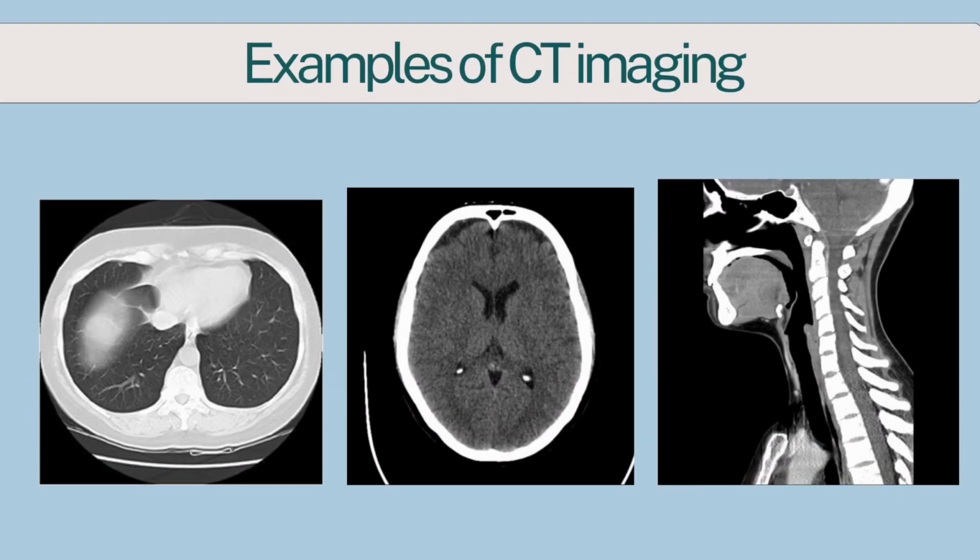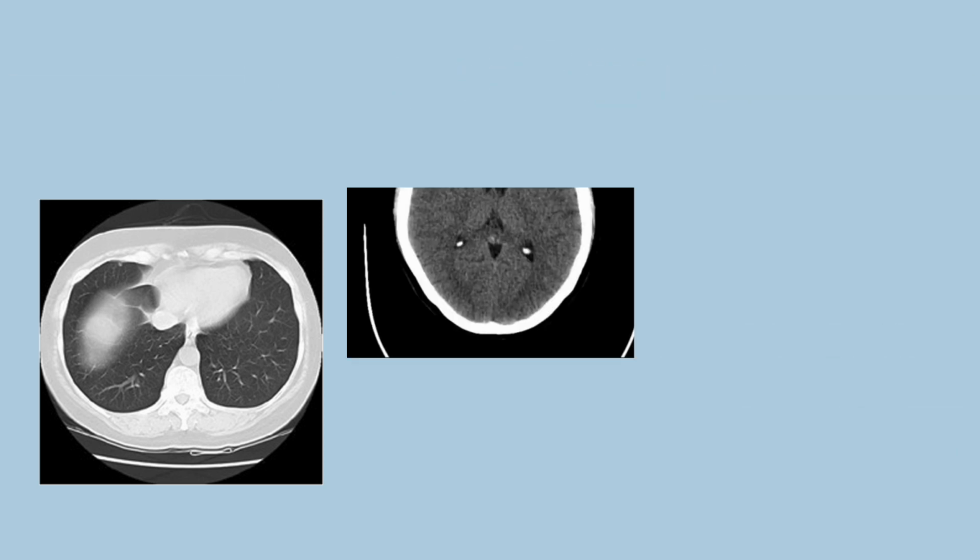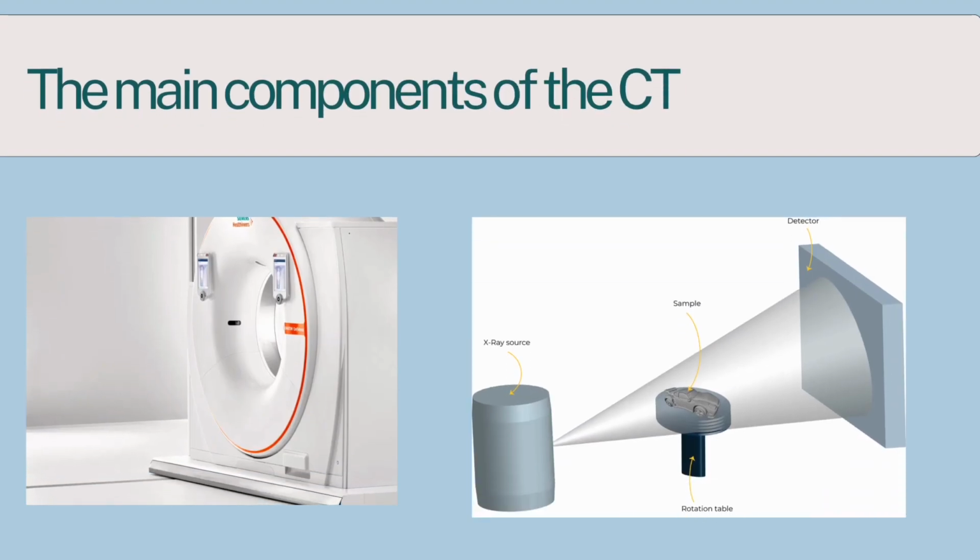Here are examples of CT imaging which you can see the brains, the organs, or the bones. These two pictures will show you how the CT scanner looks. In picture 2, you can clearly see that the X-ray source shines on the objects, and the rotation table will rotate the objects 360 degrees so that the detector can sense and result in CT pictures.